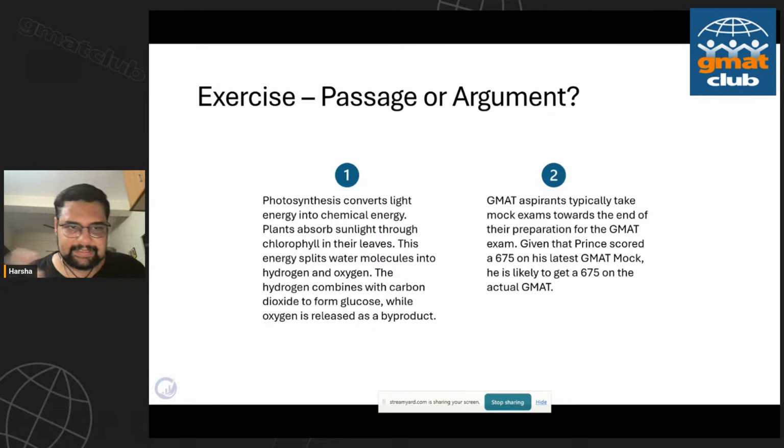All right, I can see some responses coming in. Thanks for that. I think most of us are aligned on this. It's a fairly easy question to start, a nice juicy warm up. The first one seems to be a passage. The second one seems to be an argument. And all of you who told me that, all of you are right.